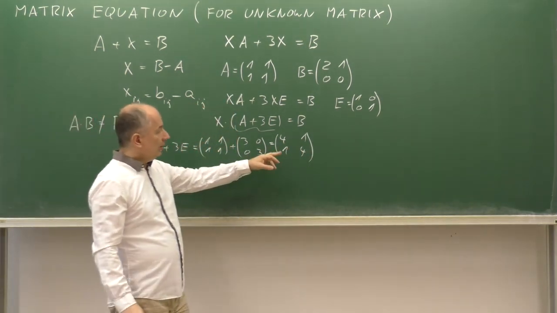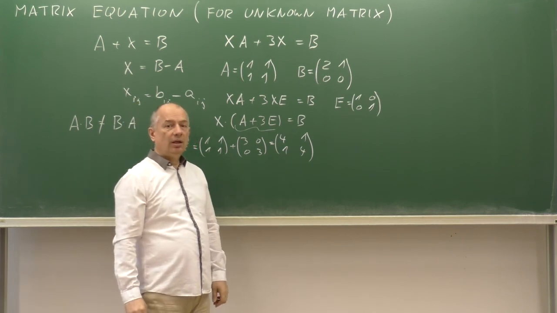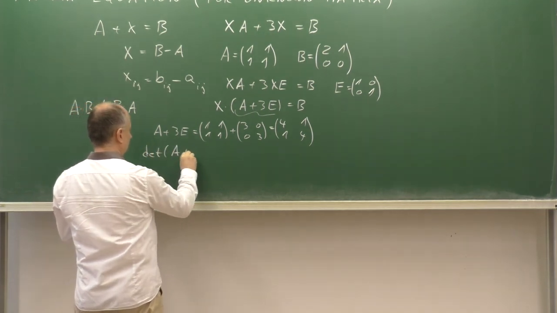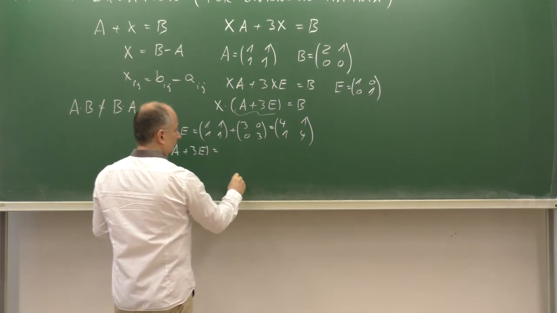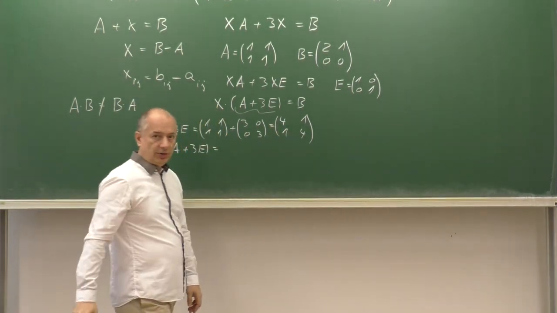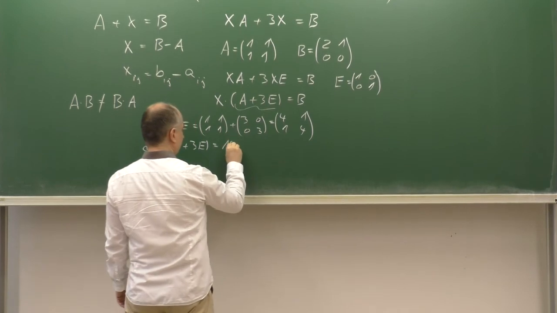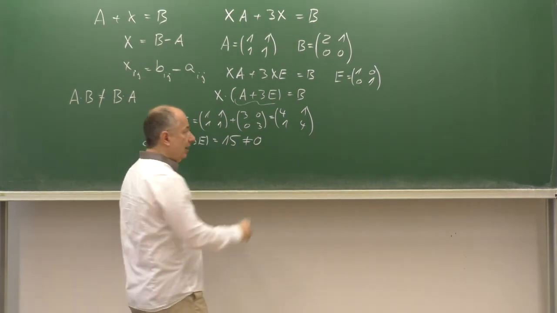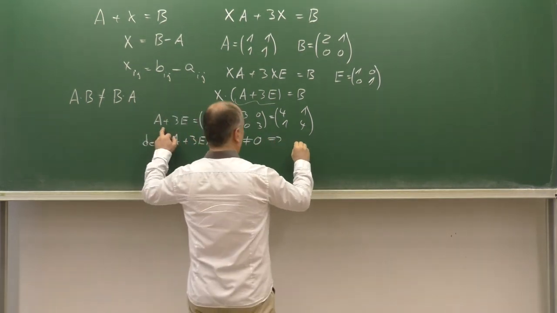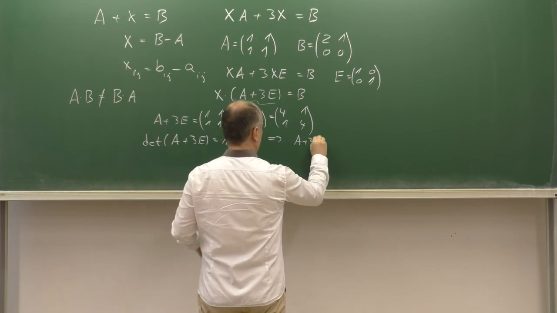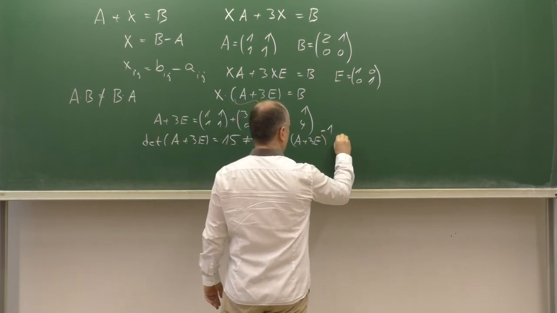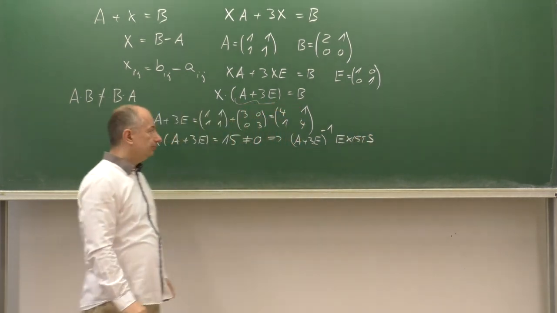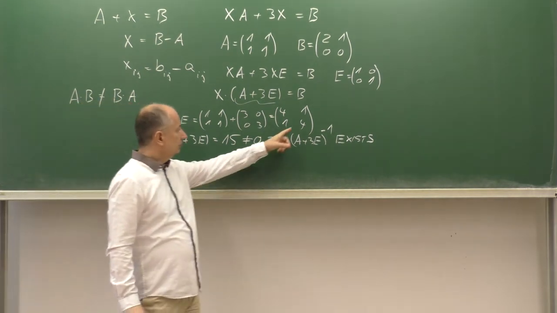Now, to test whether the inverse exists, we compute the determinant. And this is 4 by 4, 16, minus 1, 15. Well, and what is important is that this is different from 0. That means the inverse exists. A plus 3E inverse exists. That's good.